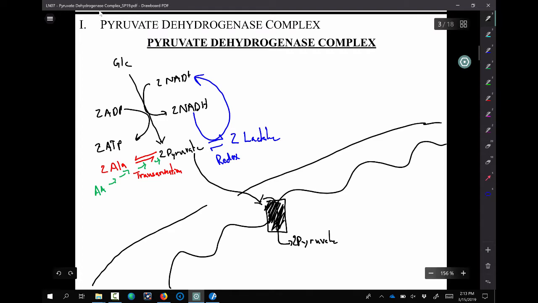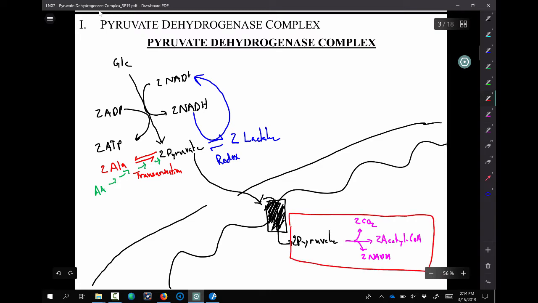Now, pyruvate can then undergo, and this is what we're going to do today, an oxidative decarboxylation reaction to become acetyl-CoA. That is today. And that's oxidative decarboxylation.